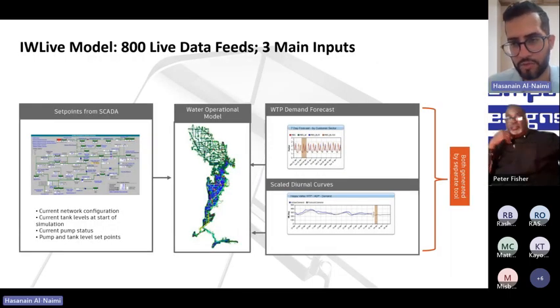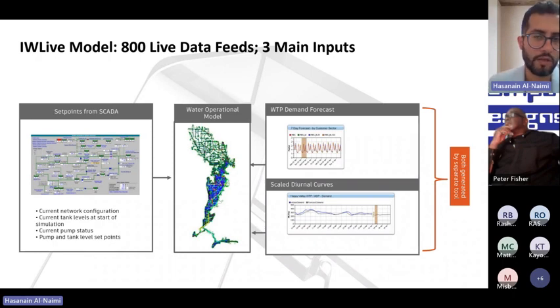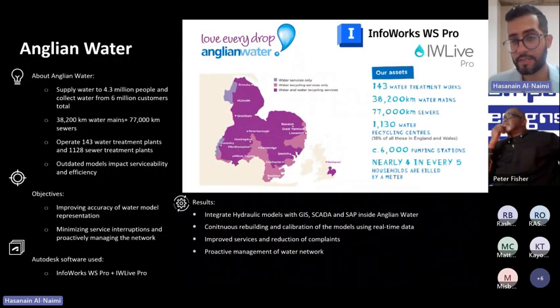Here I'm not going to get too much into detail, but basically, just to show you how big the live model is, they had about 800 live data feeds coming from SCADA, from whatever result is in there, and they have three main inputs. One of the basically models that they actually looked at inside South Australian Water. All right, so that's the second example.